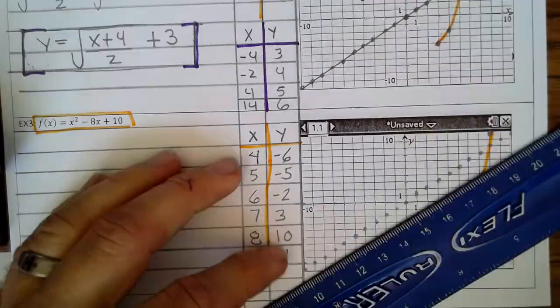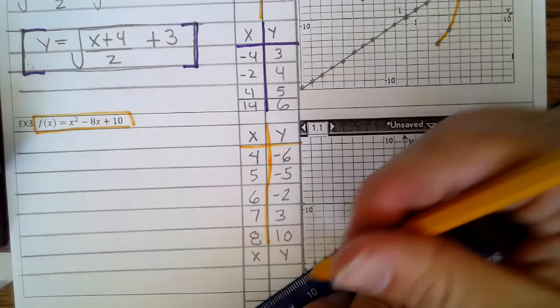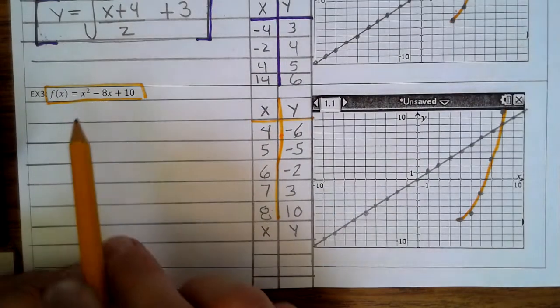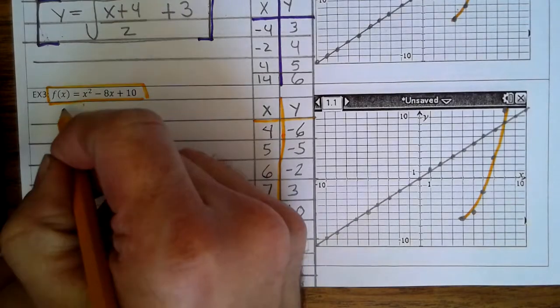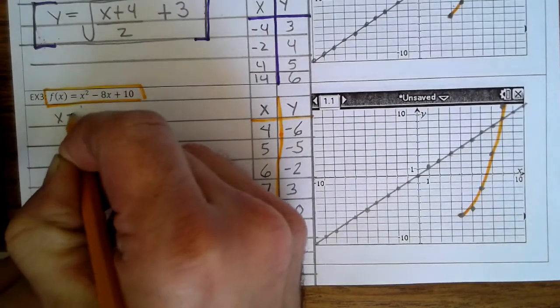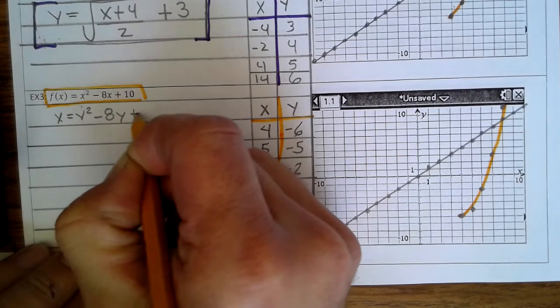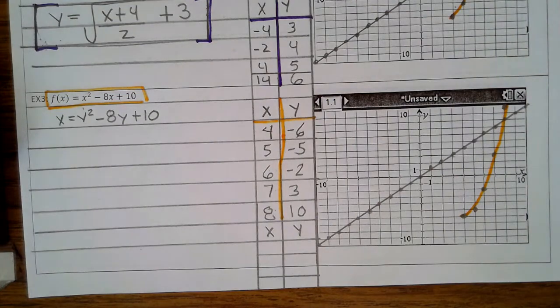All right, now let's find the inverse directly first, and then we'll graph the points. So x equals y squared minus 8y plus 10. Now, this is problematic in that this isn't factorable, so what we're going to need to do is complete the square and go from there.